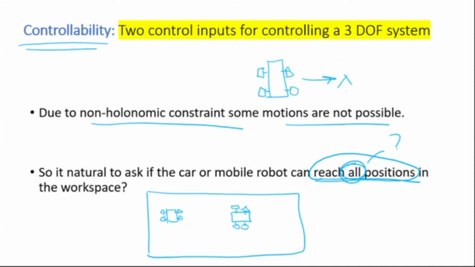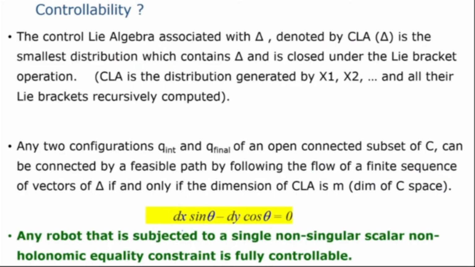So I have a mobile robot which is subjected to a non-holonomic constraint, and I want to find out if this non-holonomic mobile robot can go and park at any configuration in this workspace. So we are trying to answer this question of controllability. The control Lie algebra associated with delta, denoted by CLA, where CLA stands for control Lie algebra, is the smallest distribution which contains delta and is closed under the Lie bracket operations. We'll come to what a Lie bracket is. CLA is a distribution generated by x1, x2 and all their Lie brackets successively computed. What this means, I will come to and explain.